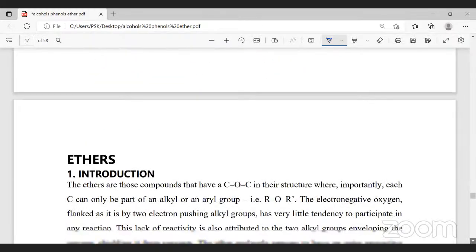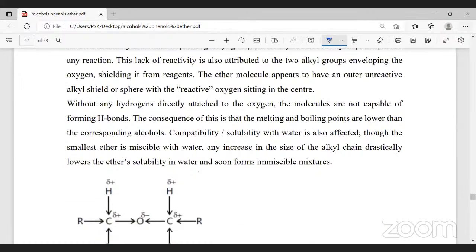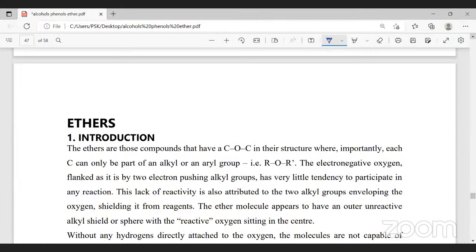So many questions we have learned based on the topic phenols and alcohols. Now we are supposed to talk with respect to ethers. Just give me a moment in time.